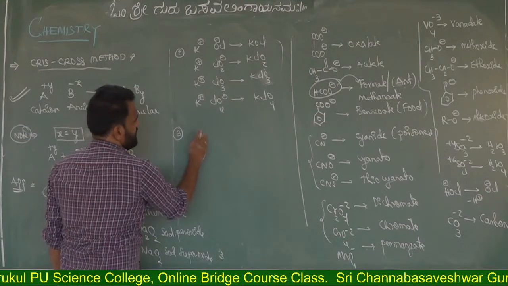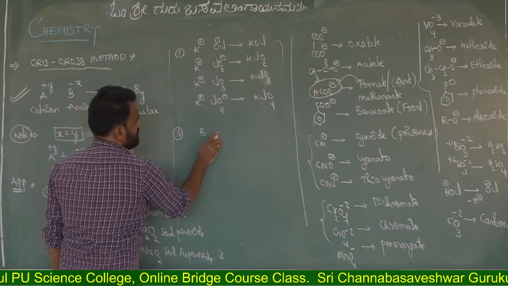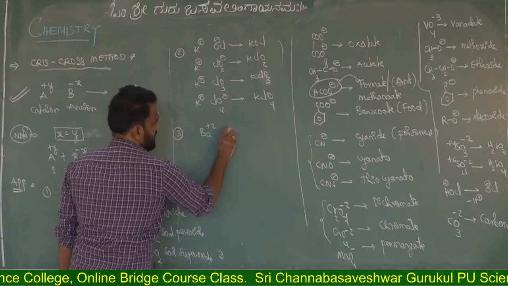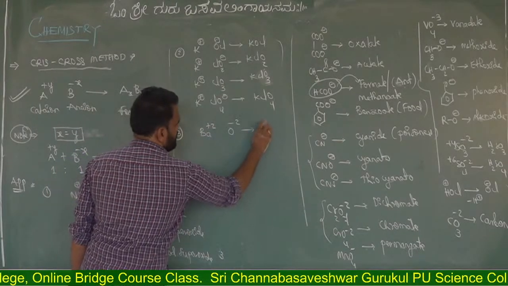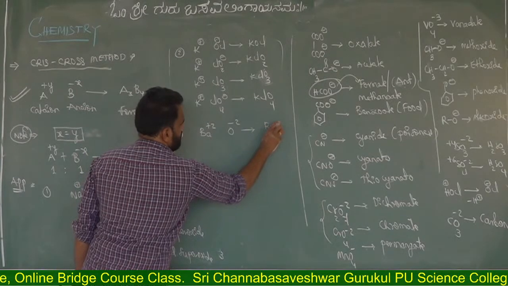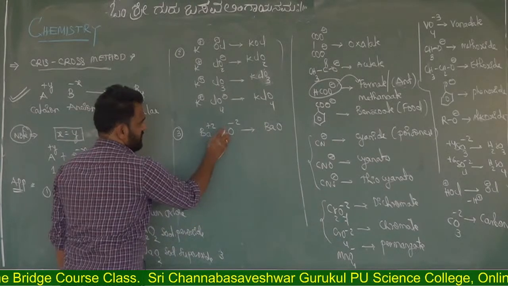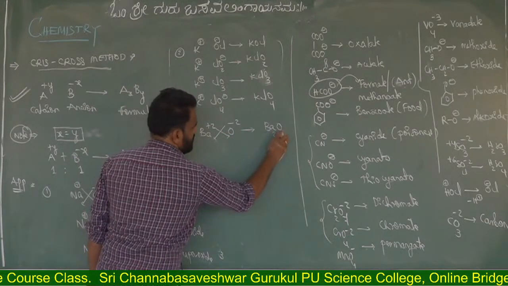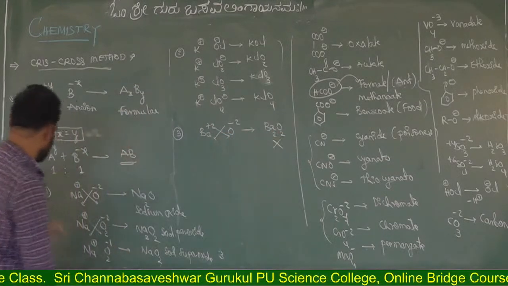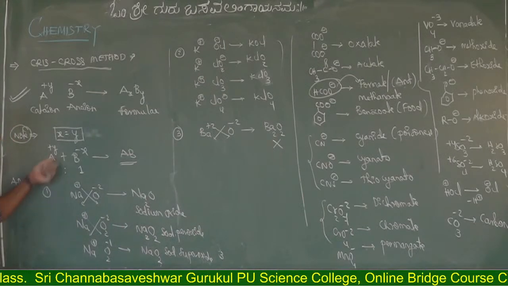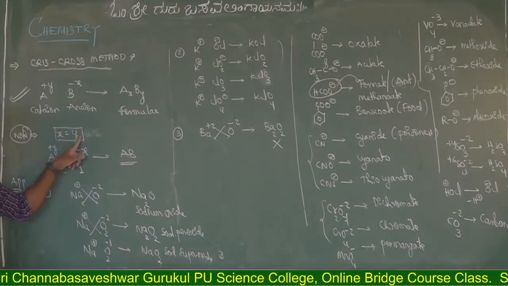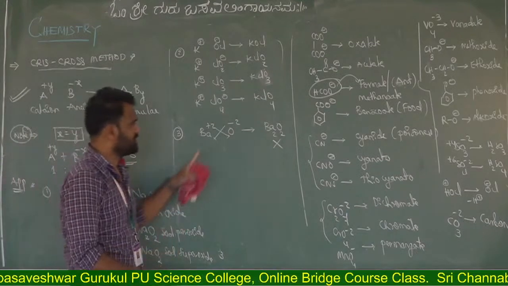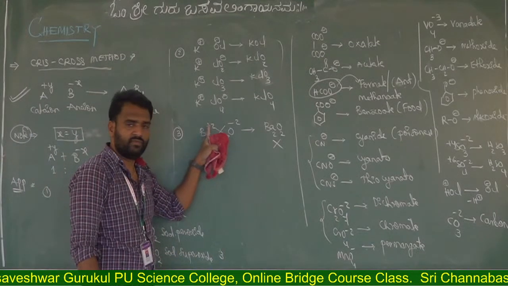Next, if I write barium oxide. Barium is what? +2, you can write it, and oxide is what? Minus 2. Then what can you write here? BaO. BaO is the barium oxide. If I do crisscross, what would I write? If you write Ba2O2, it will be wrong. As I said in the note, when x value is equal to y, the resultant formula will always be 1:1 ratio. Here also barium plus 2 and oxygen minus 2.